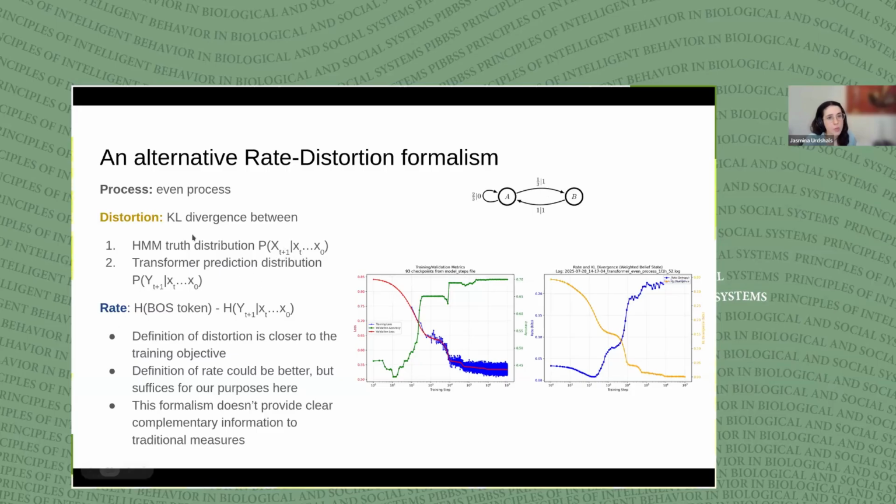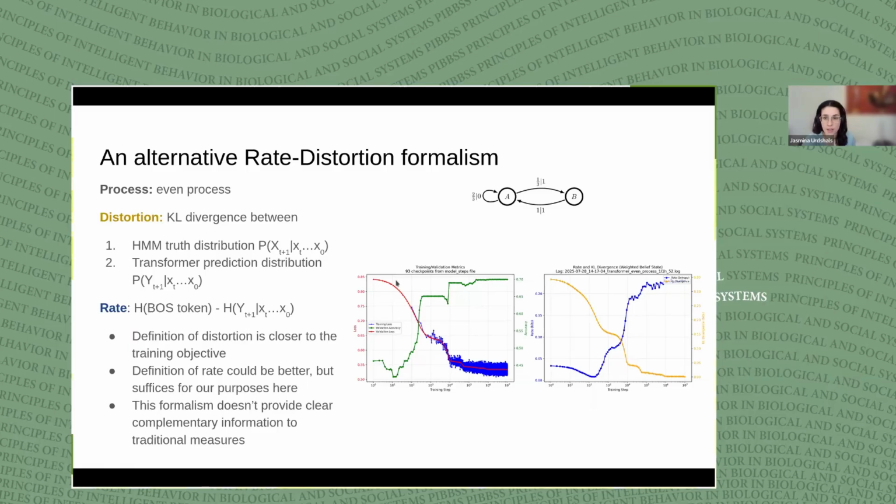We hope that this definition of distortion is more intuitive, specifically because it is closer to the training objective. For the rate, we chose a definition that is given in terms of the entropy of the BOS token minus the conditional entropy of the context to predict futures. And the definition of rate could be better, and we have specific ideas on how that could be better and extended. But for the purposes that we have here, which is just to make a quick check of this framework and to see whether it does provide any insights, it is sufficient.